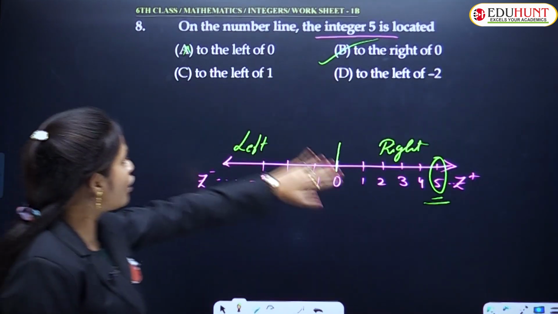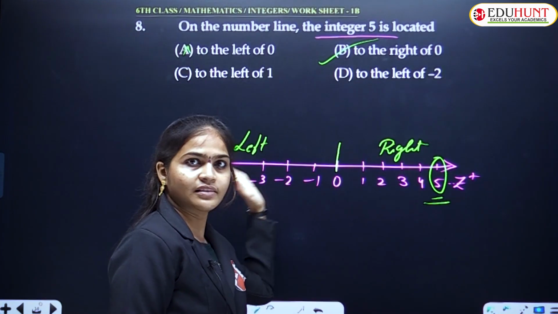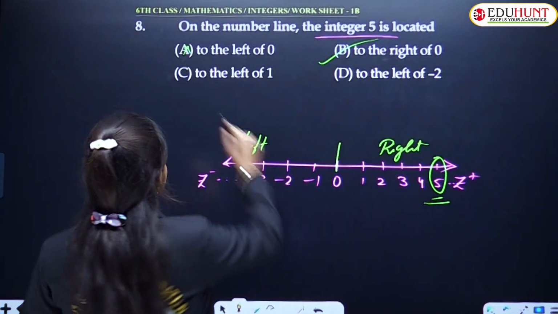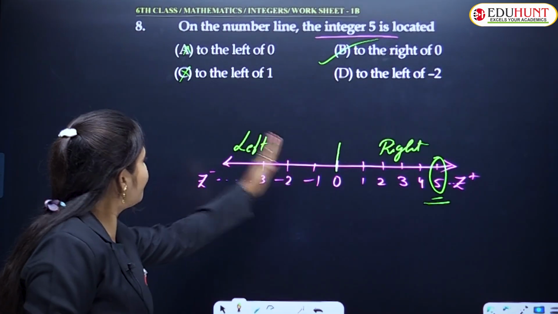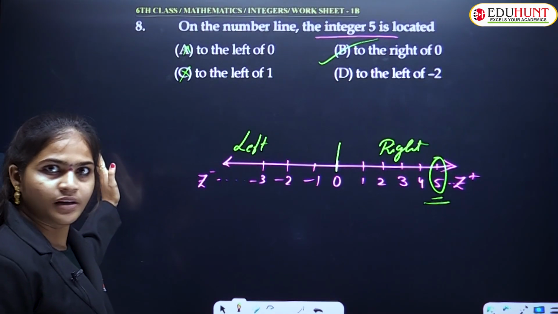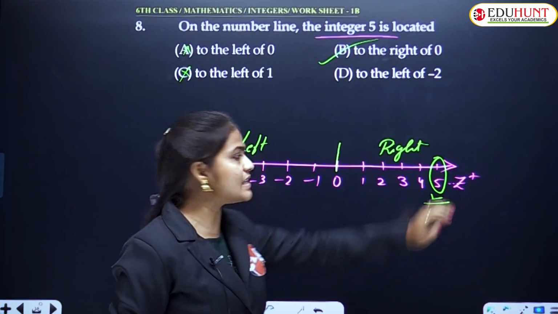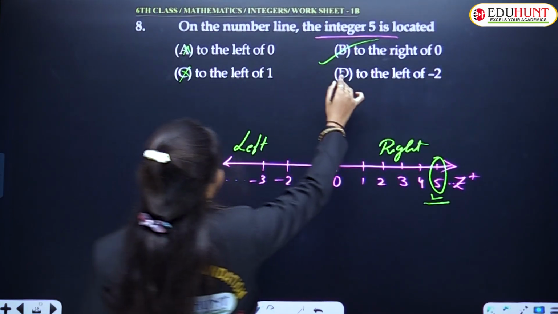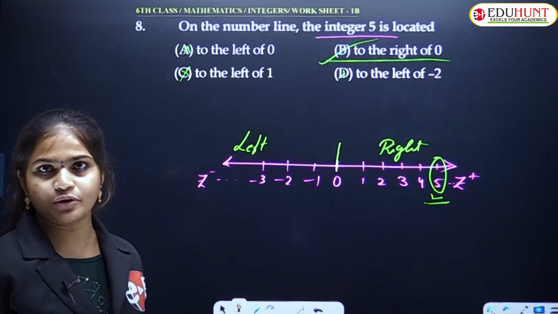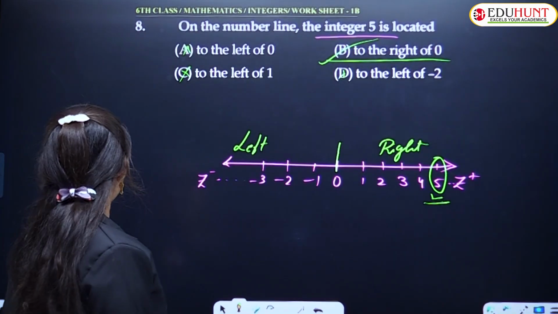Next, to the left of 1. Is it correct? No, 5 is on the right side of 1. So this is also wrong. To the left of minus 2. To the left of minus 2 means this side. Here 5 is not there, no. On the right side of 0, 5 is there. That's why, which option is correct here? Option B is correct. That is, to the right side of 0. Understand?